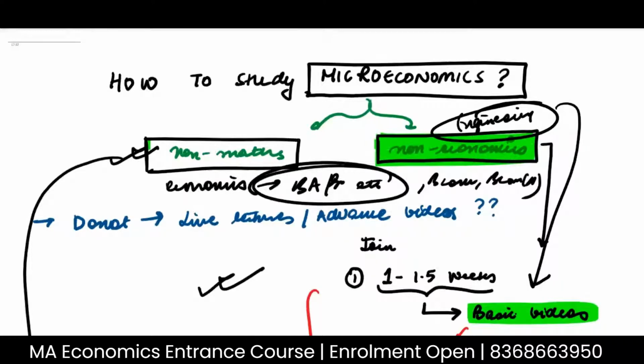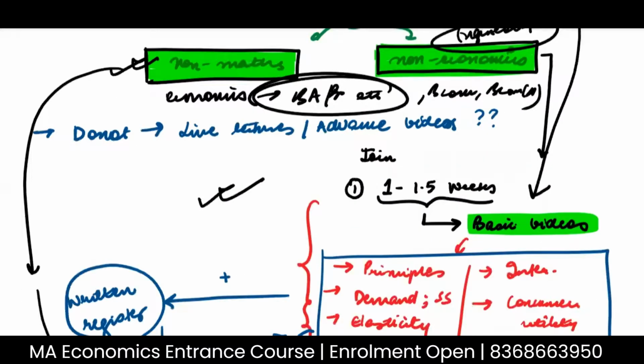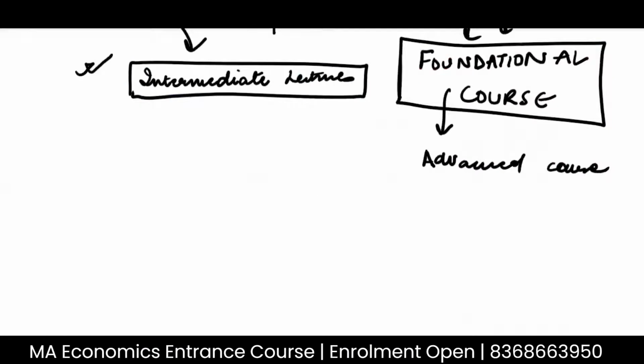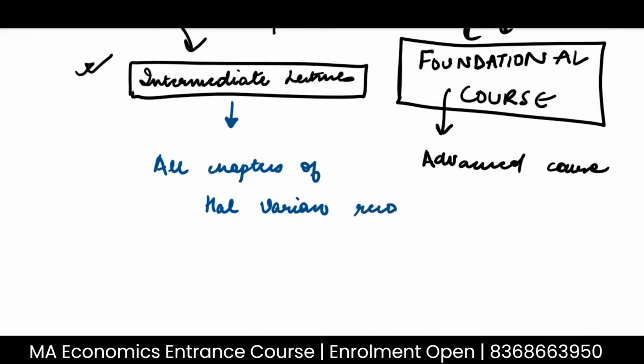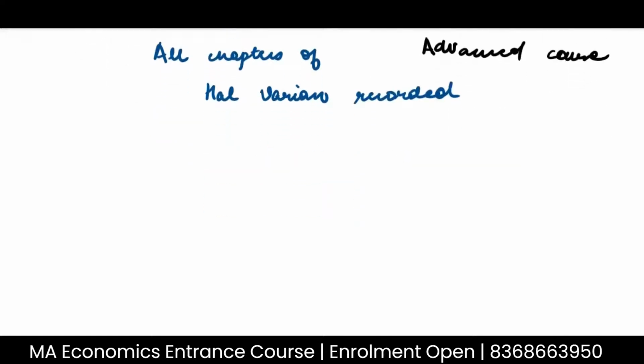In this case, you have to start with the intermediate lectures. In the intermediate lectures, all chapters of Hal Varian would be recorded. All chapters. So what should you do? You will begin with chapter 2. You will look at all the videos.